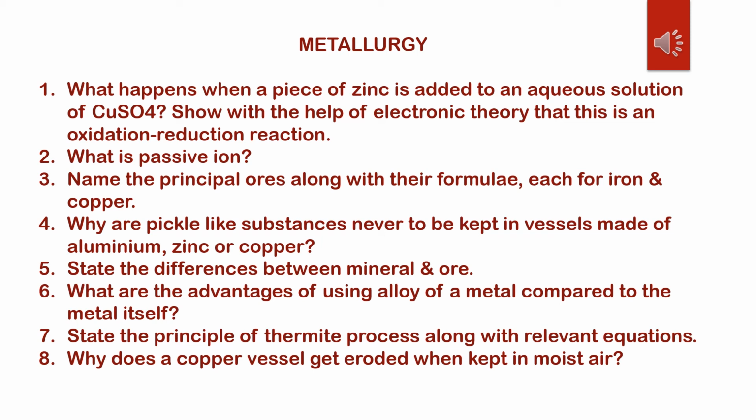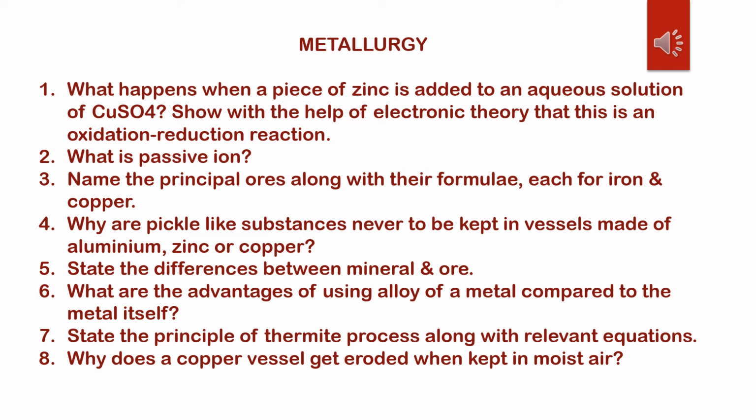Number 7, state the principle of thermite process along with relevant equations. This reaction is based on the principle that elements having more reducing power can reduce the metal oxide to metal having the lower reducing power. For example, in the activity series of metals, aluminium is above iron. That is, its reducing power, that is tendency to donate electrons, is greater than that of iron.